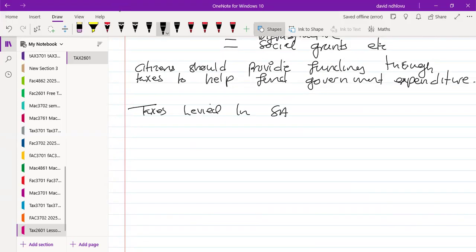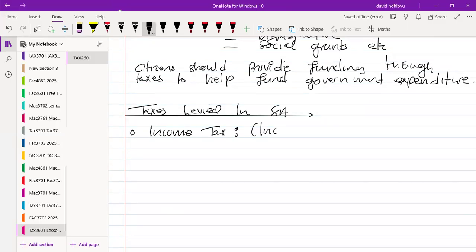Right, so taxes levied in South Africa. There are a number of taxes that South Africa levies on citizens. We have what is called the Income Tax Act, or the Income Tax. This includes the following taxes. It includes capital gains tax, turnover tax, and dividend tax.